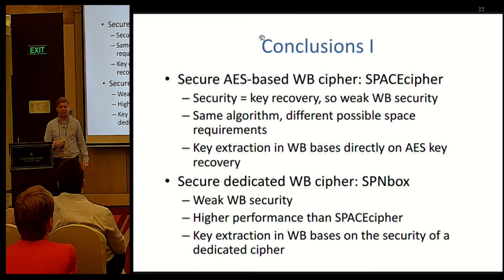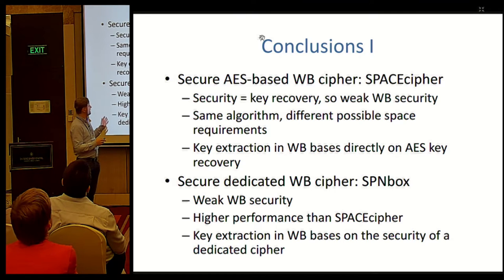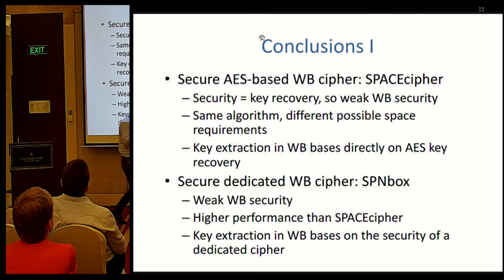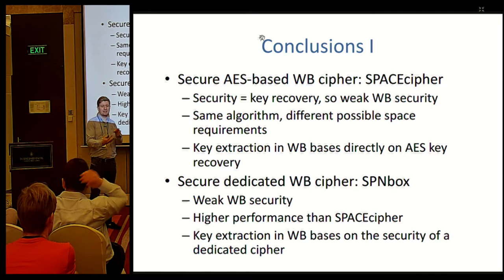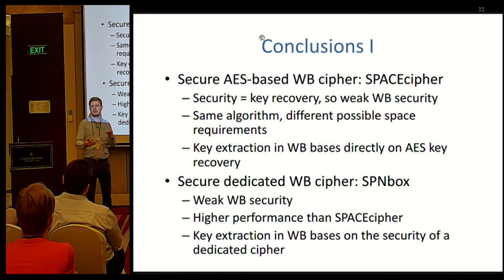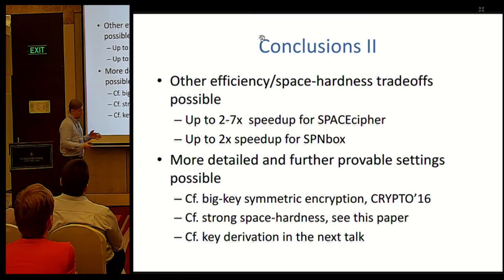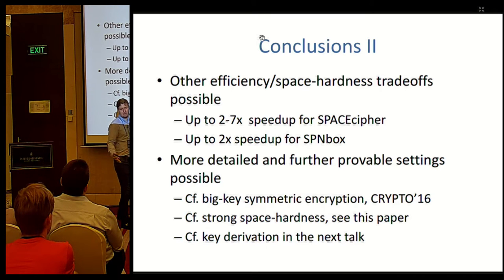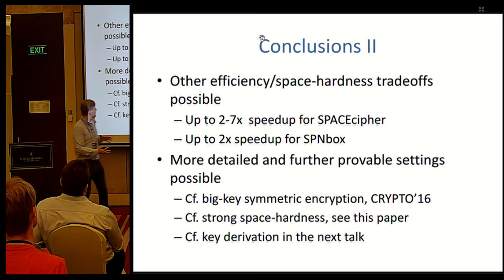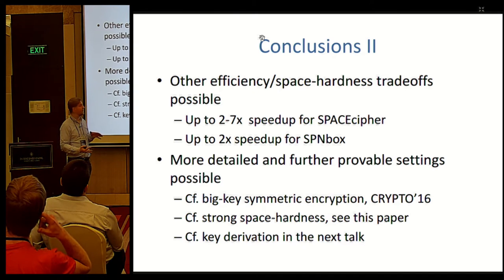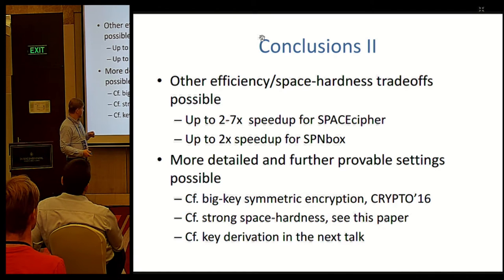We arrived at the conclusions. You have the SPACE cipher, where you can show that its key extraction security reduces to the key recovery of AES. Then you have a more efficient construction that we have presented in the SageCrypt paper, SPN-Box, where by designing the underlying ciphers in a dedicated way, you achieve more efficiency. And if you want to compromise on the incompressibility, you can even go down on the number of rounds for certain components, and it should give you yet another speed up of some considerable factors, especially for the SPACE cipher.